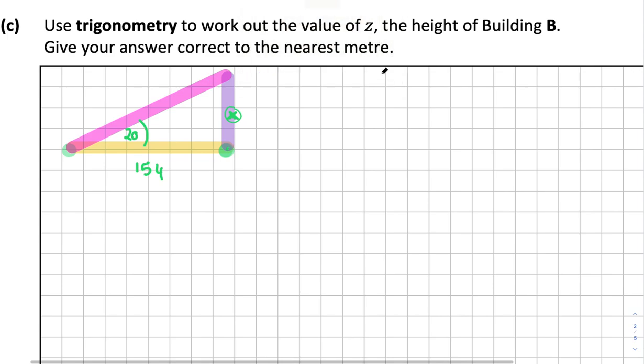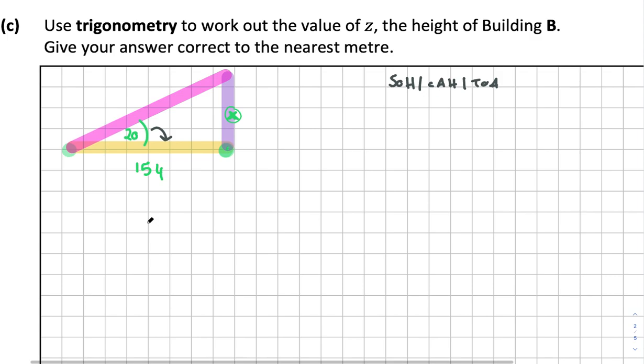For SOHCAHTOA, I like to write it out, so SOHCAHTOA first. And now I need to figure out, is it opposite and hypotenuse, adjacent hypotenuse, opposite adjacent? What is it? So I have this side down here, which is 154. So ideally I'm going to want to use that in my question. 154 is the side that is next to the angle.